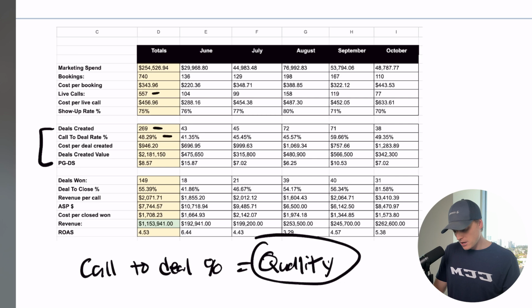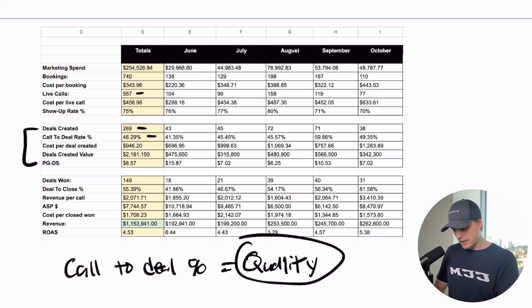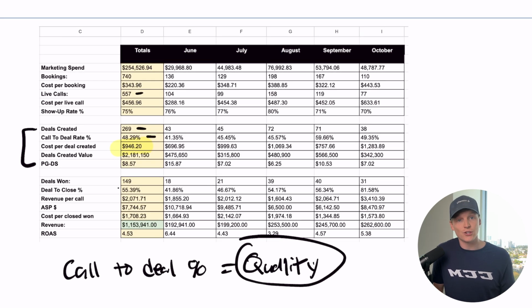That's really important. Okay, now the next thing, cost per deal created. $946. Holy cow, Grant, you guys are spending almost $1,000 to open a deal. Yeah, we are. And guess what? It's not a problem, because you can already probably see it, it's not a problem when your close rate is 55% and the average sale price is $7,700, right? We'll get down there in a minute.